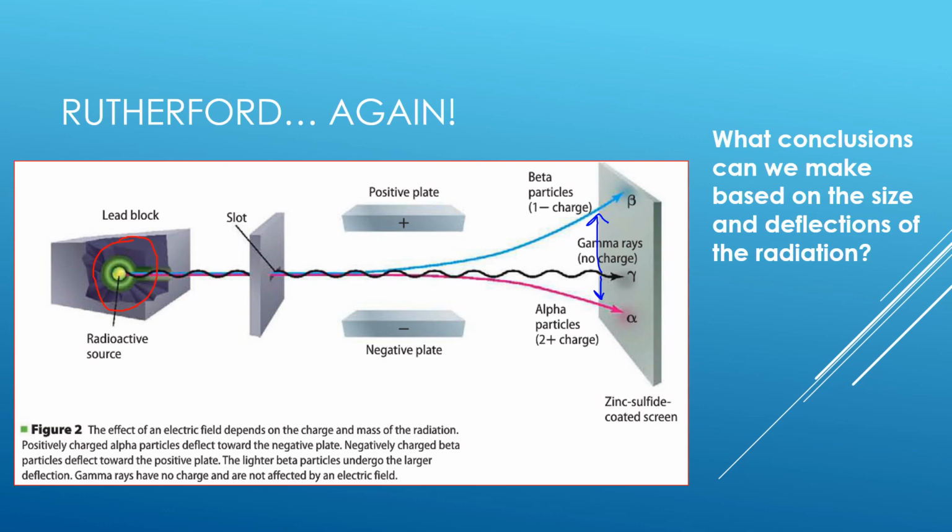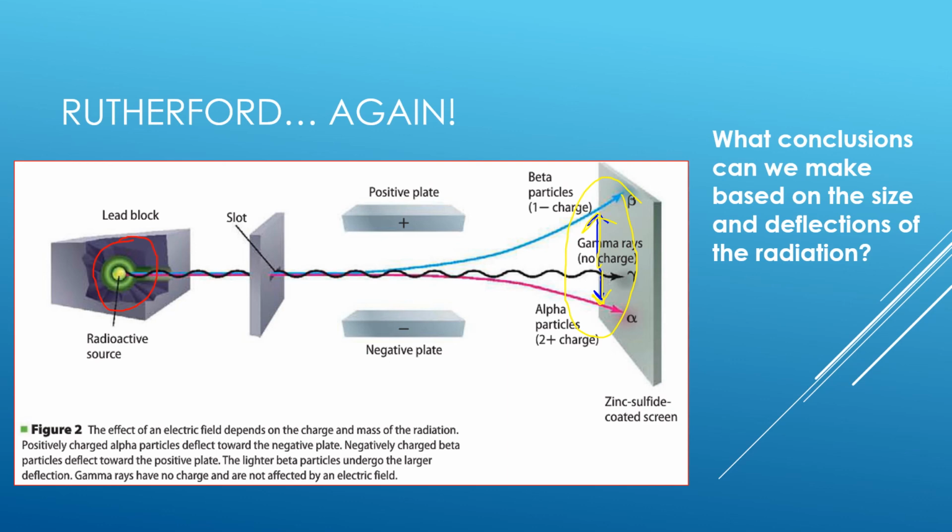And the second part of our conclusions can be about the size of the deflections. And you'll see I've got some blue arrows right here. I want you to compare the distance of the beta particle. How far did the beta particle go up versus the distance that the alpha particle went down? What I'm hoping that you're seeing is that the beta particles moved a larger distance, or were deflected a larger distance than the alpha particles.